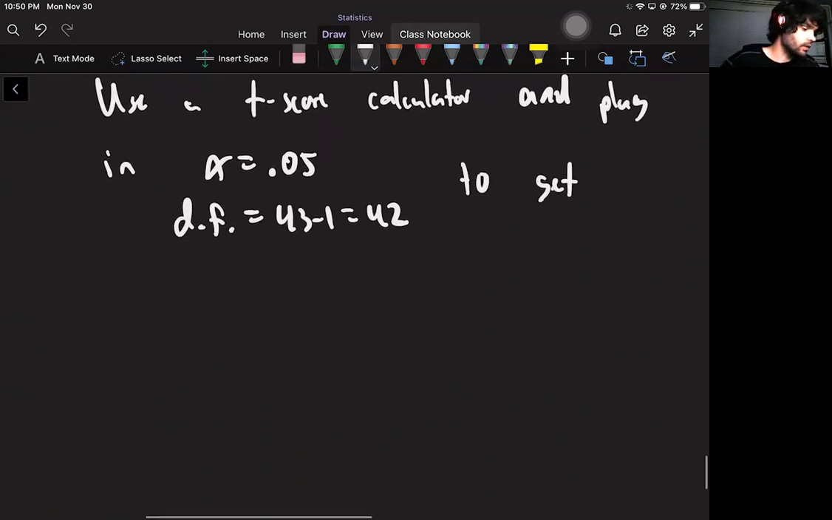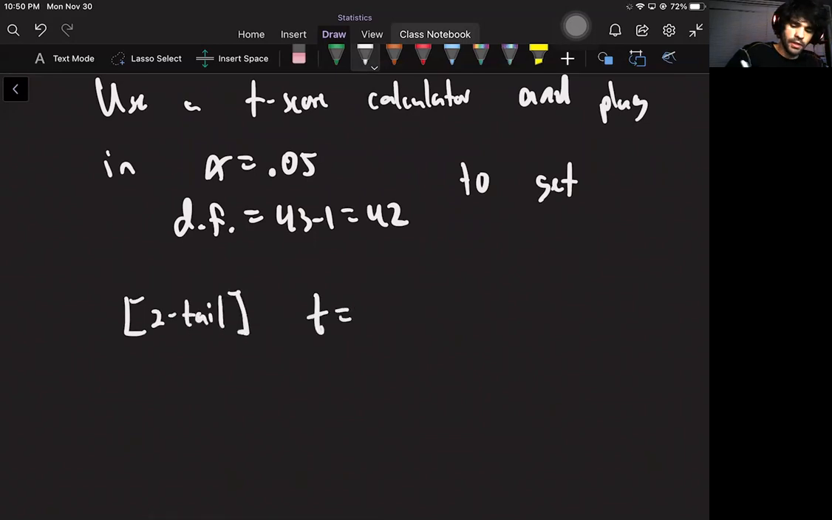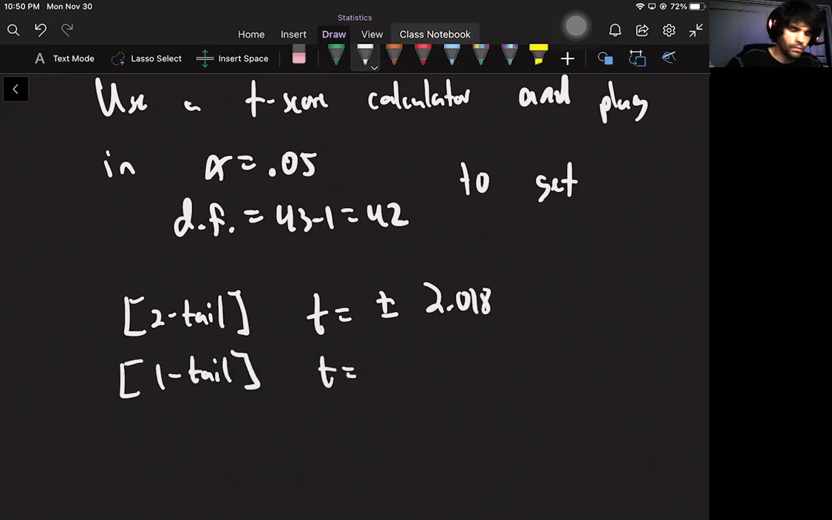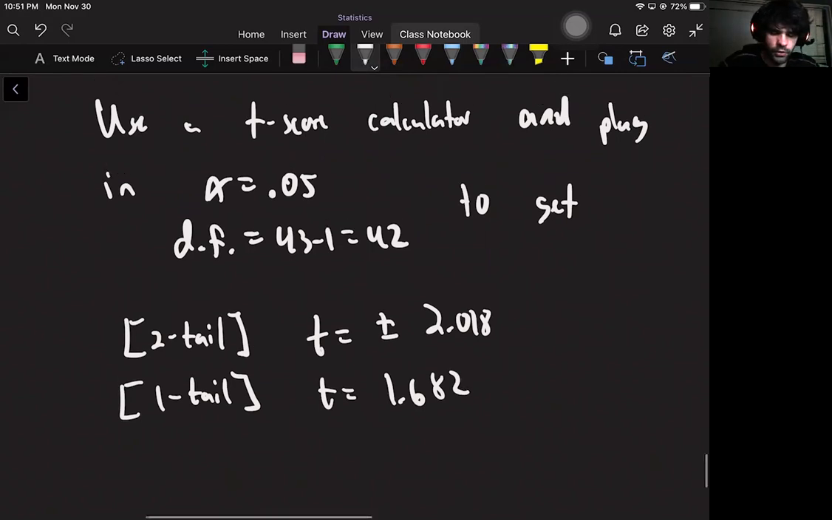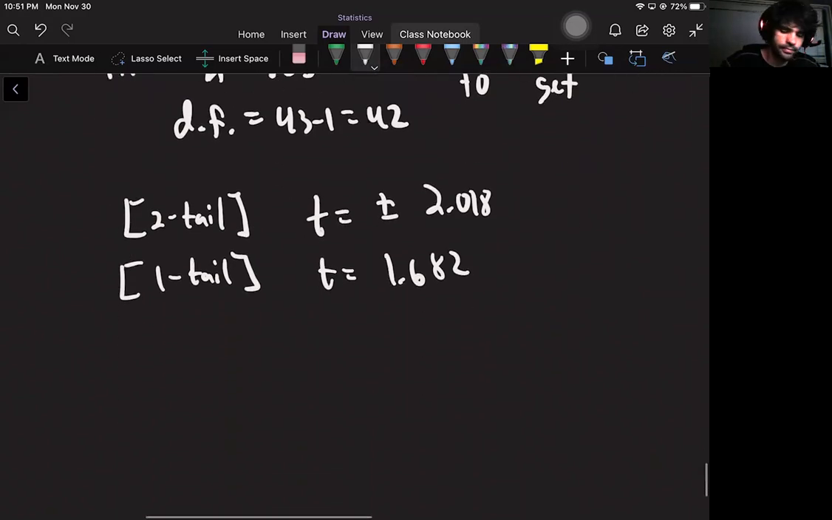So I'll just write what it'll look like. It'll look like something like this. Two-tail. It'll say two-tail, t equals, and then it'll have a plus or minus 2.018. And it'll also have a one-tail, 1.682. So it's going to give you two answers, basically. Which one do we want for our problem? We use this one.